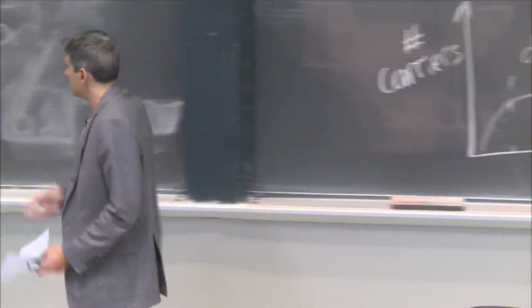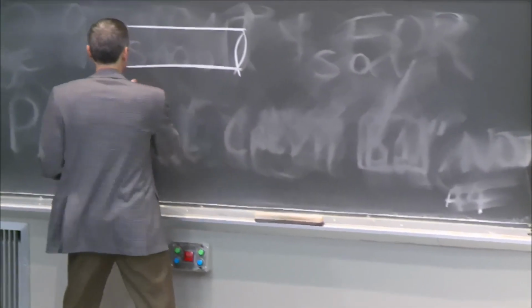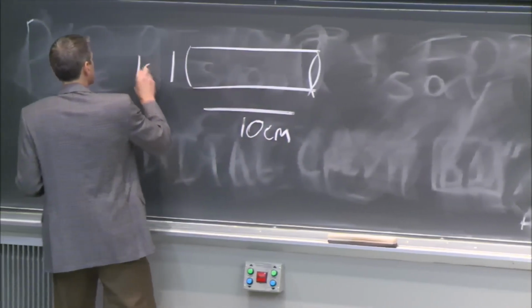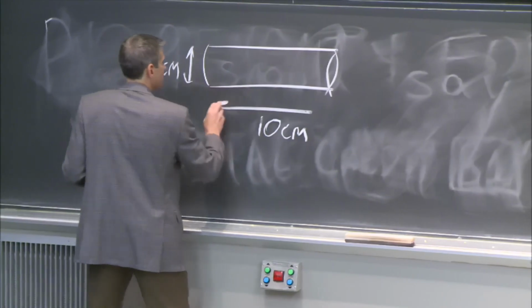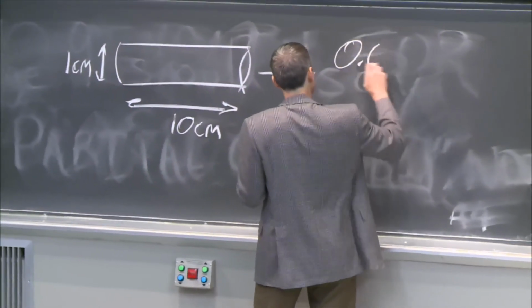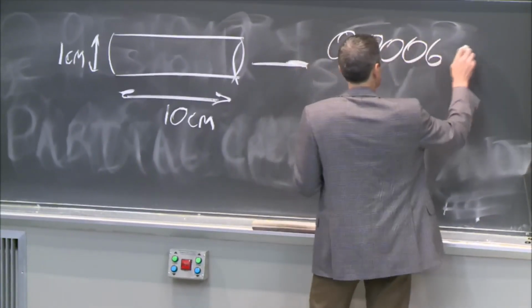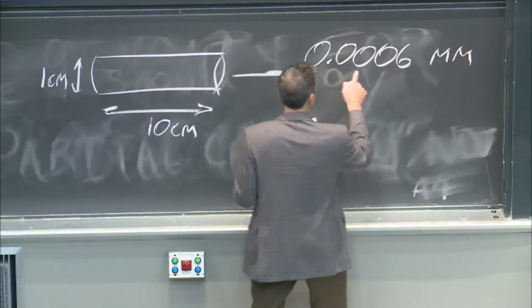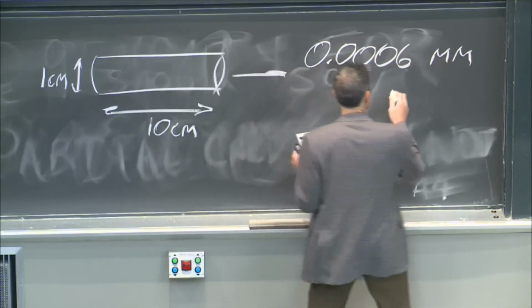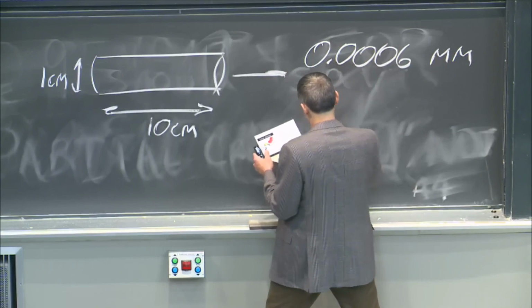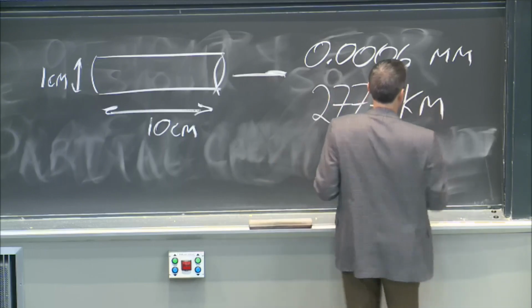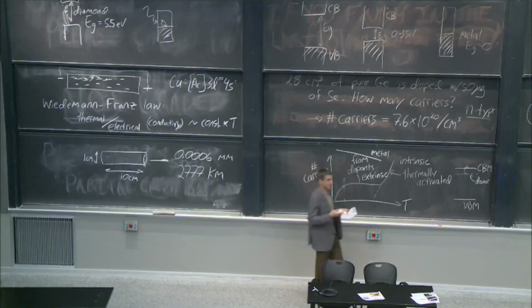So wire pulling, check this one out. You can take a 10 centimeter by 1 centimeter platinum rod, and you can spin that into a wire, and this is done. This is a very thin case for effect, but you can make a 0.0006 millimeter diameter wire, and you get 2777 kilometers of wire. Now, that's because of ductility.